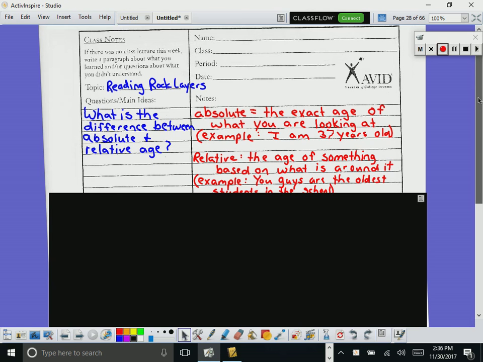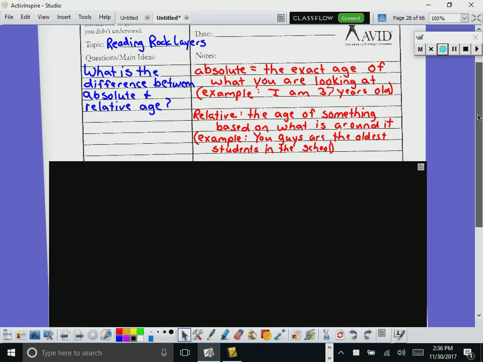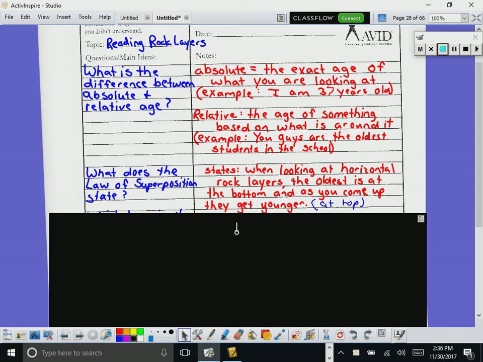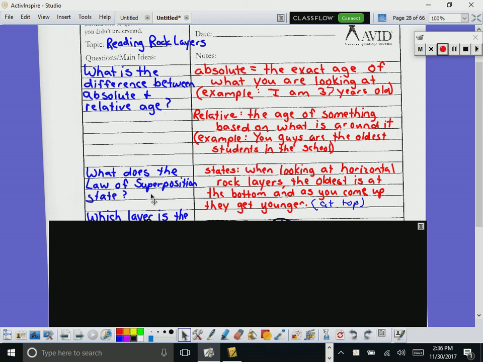Now, let's get into this reading rock layer stuff. There are a couple things you need to know about reading rock layers, and we're going to start with the basic of the basic. The first thing you need to know about reading rock layers is called the law of superposition. This might as well be called the law of common sense because you should know this. It basically says that when looking at horizontal, meaning left to right, rock layers, the oldest is at the bottom, and as you come up, they get younger. This should make perfect sense to you.